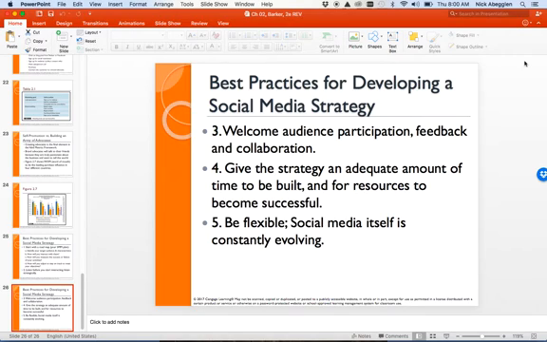Social media itself is constantly evolving, so having contingencies in place and being able to move very quickly depending on which social platform is generating more content, or return on that conversation. Which platform do we want to focus more on? Is it Twitter? Is it Facebook? Is it LinkedIn? So being flexible around that.